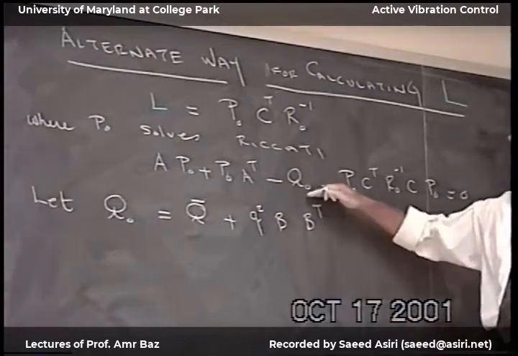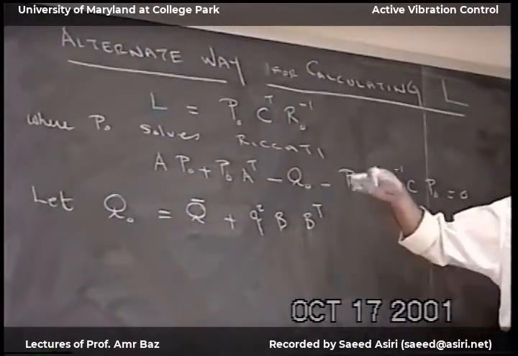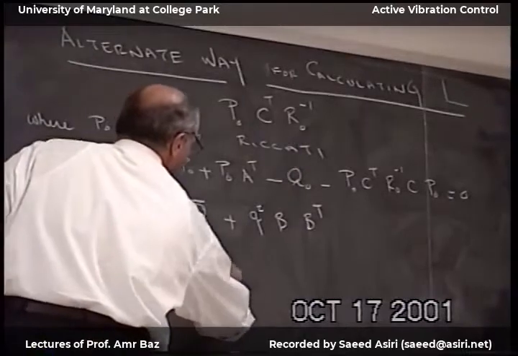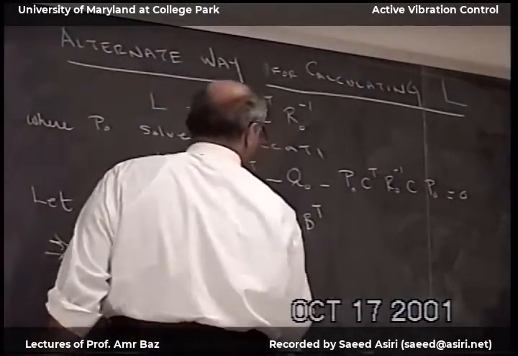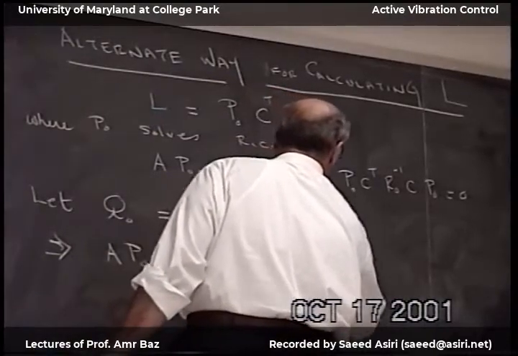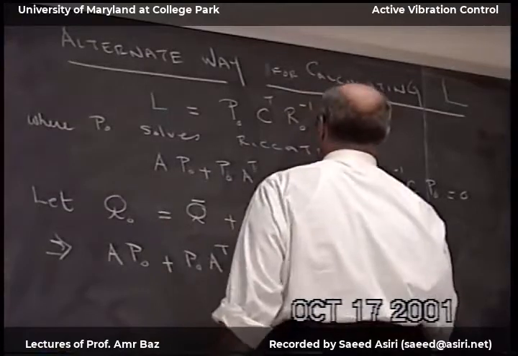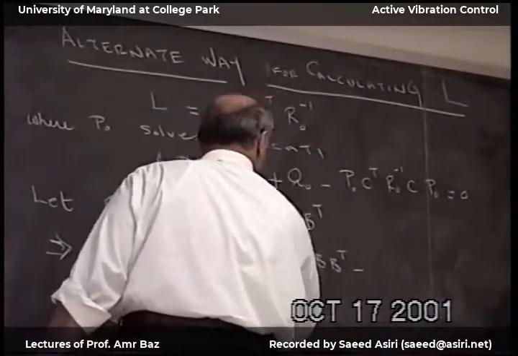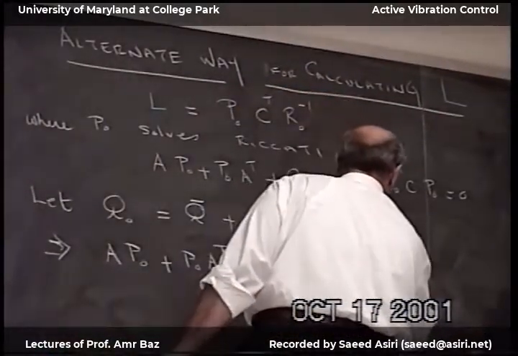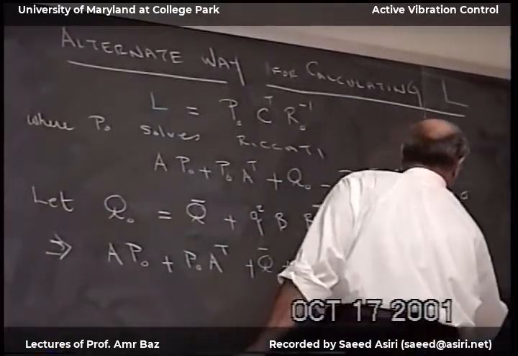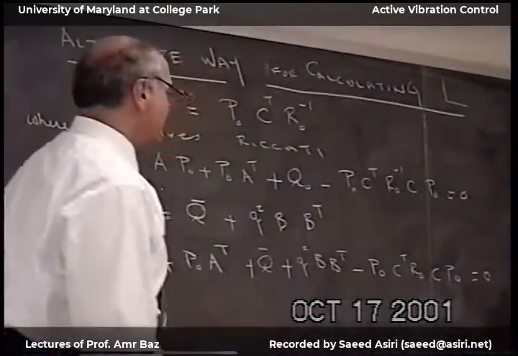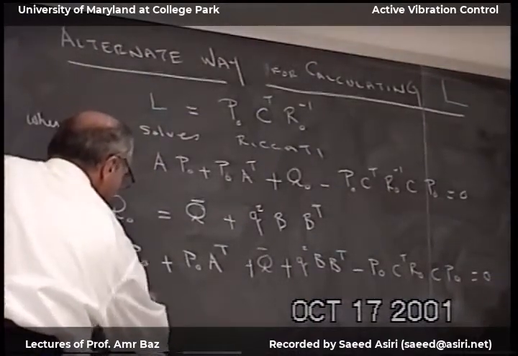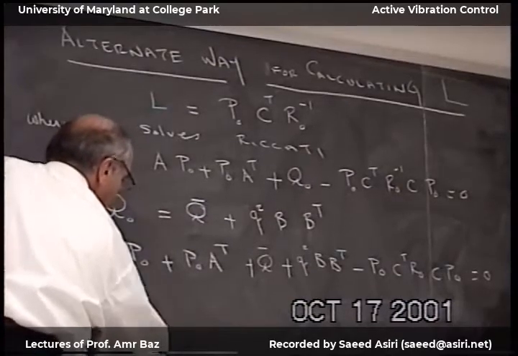Okay, now I'm going to plug this here, and then vary the value of Q. So now then we have A P0 minus Q bar minus, this should be plus Q. And then this is the minus P0 C transpose R0 C. And then I'm going to divide the equation by Q squared. So this becomes P0 over Q squared.